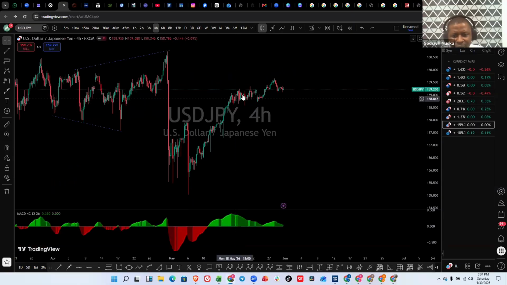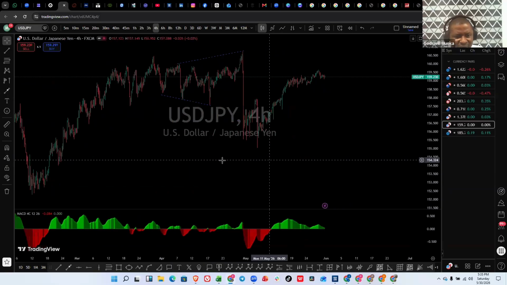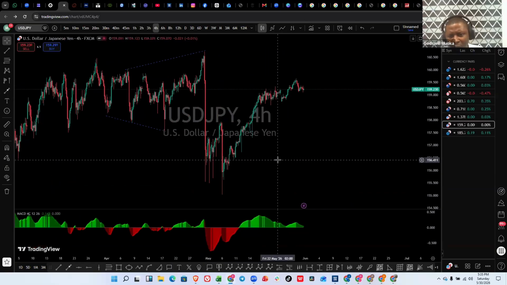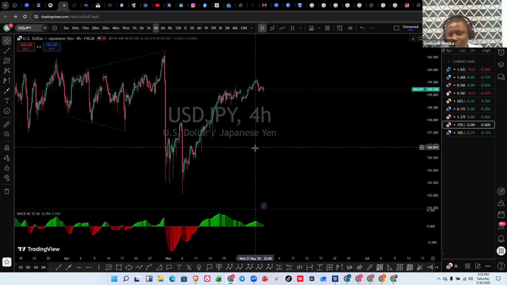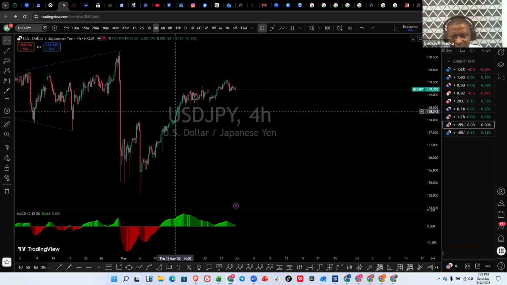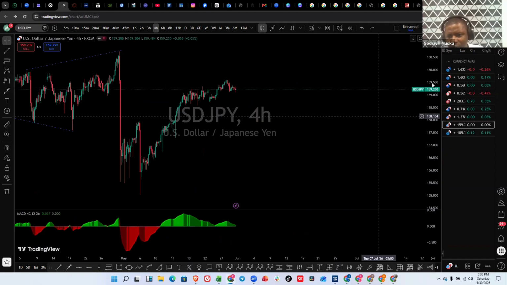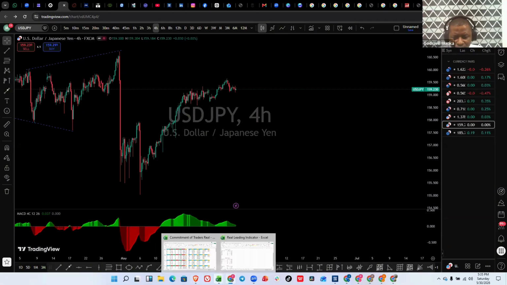The way the USD JPY is moving, I don't like the way the candles are forming and the entire structure. So I think I'm going to be off from it for now. And also with the possible BOJ intervention, I don't like the way it's moving. There is no significant momentum. So I'm going to just keep off from USD JPY and focus on the rest that are giving me better structure.